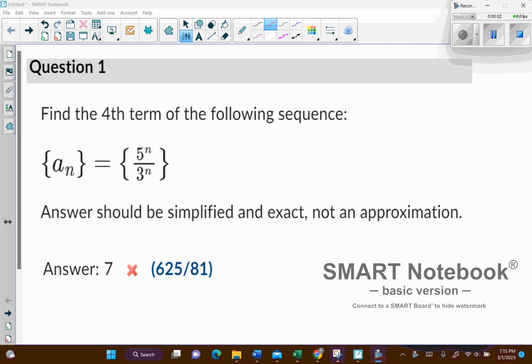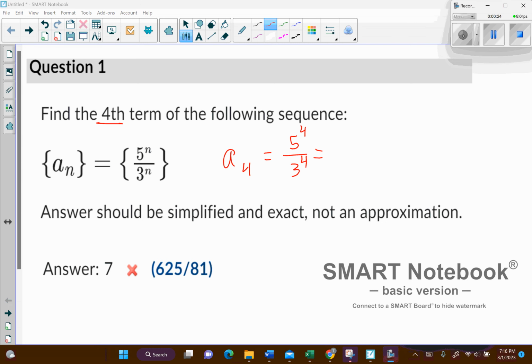Okay, let's look at these that you sent. I don't know, maybe it's from using a calculator or something that you kind of estimated. I'm not really sure, but they want you to find the fourth term, so you just find a sub 4, which would be 5 to the power of 4 over 3 to the power of 4. Then 5 to the fourth power, you multiply 5 times 5 times 5, and so on.